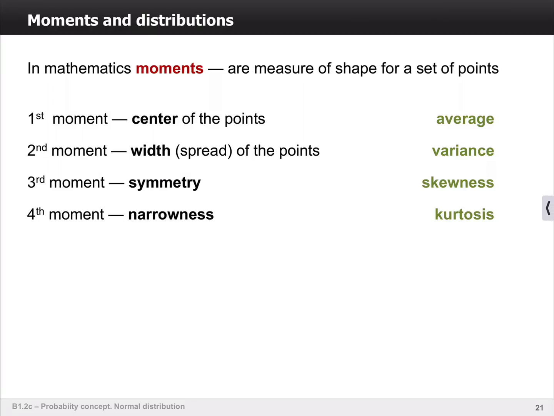Okay. So these 4 statistics, average, variance, skewness, and kurtosis, describe the shape of a distribution of density. And in statistics, they are also called moments. So you have the first moment, which is the center of the points, and then you have the second moment, which is the width or spread. Then you have the third moment, it's the symmetry, and the fourth moment, it's the narrowness. So these are statistics that describe the shape of your distribution.